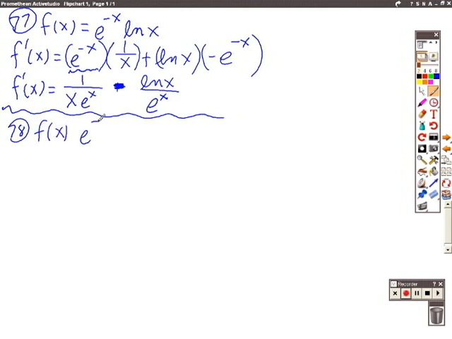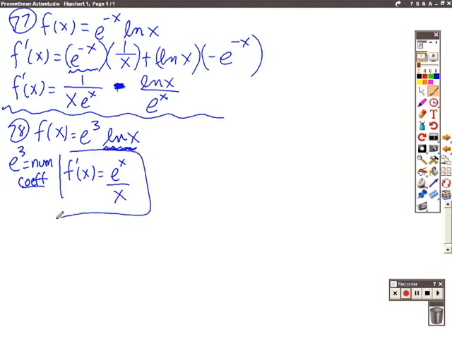Problem number 78 is e cubed times the ln of x. Now remember, e cubed is simply a number. So basically it is a coefficient. So it's not the product rule, since that is a coefficient. When I find the derivative, e cubed is going to be my coefficient that comes along. All I'm really going to focus on is finding the derivative of the ln of x, which as we know is 1 over x. So I get e cubed over x, which will be my final answer for number 78.